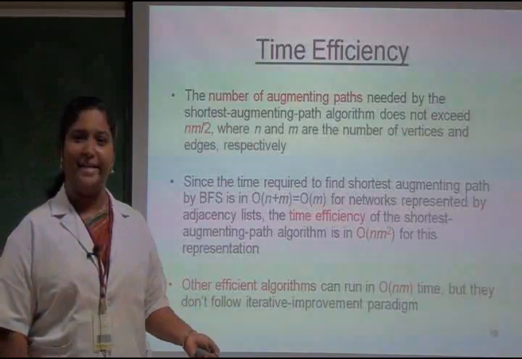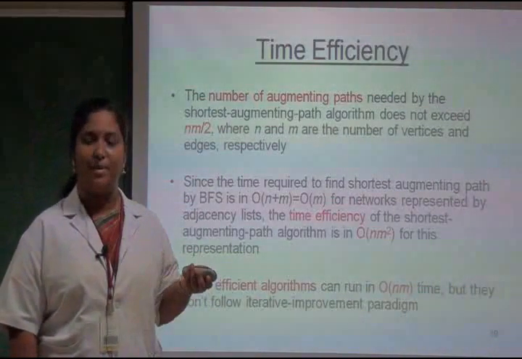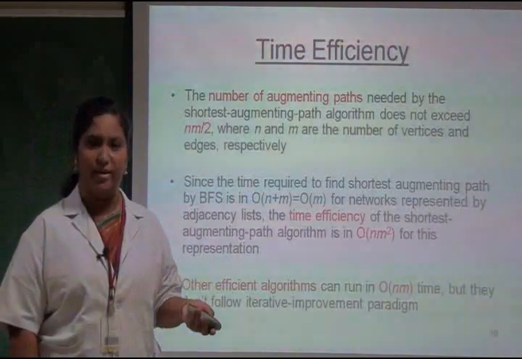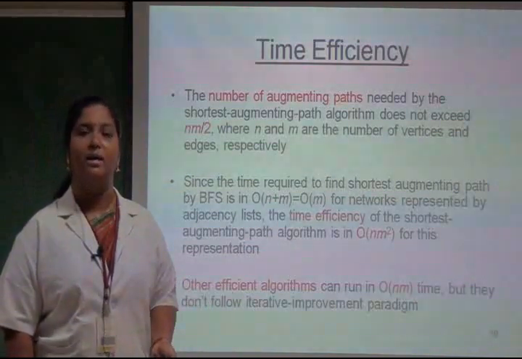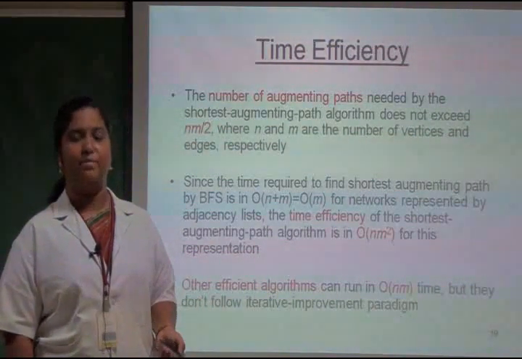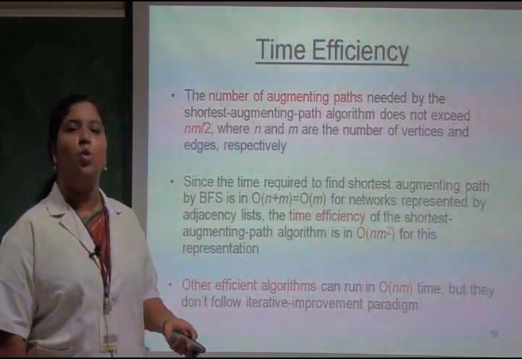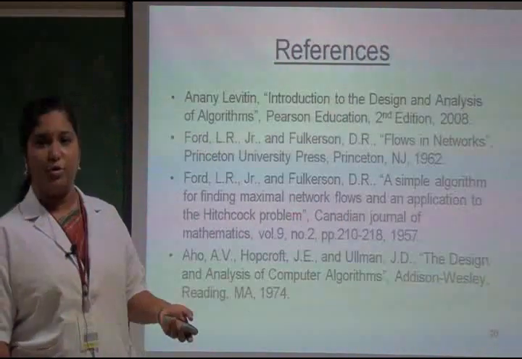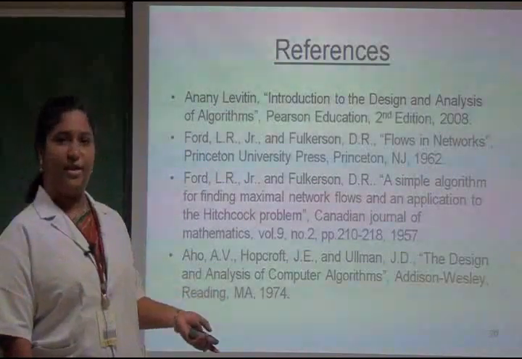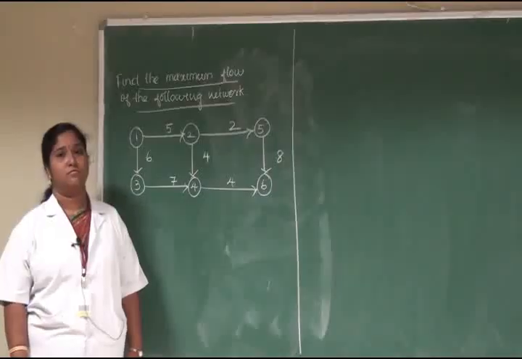Still, we have some other algorithms which can solve this problem in O of nm time. They do not follow the iterative improvement method. So if you apply the iterative improvement method for solving this maximum flow problem, where the network is represented by an adjacency list, then its time efficiency will be O of nm square. If you have any doubts in this, you can go through these references.